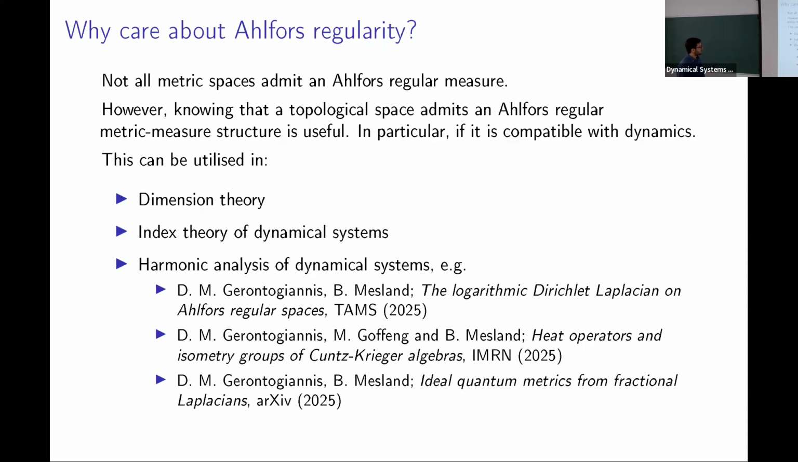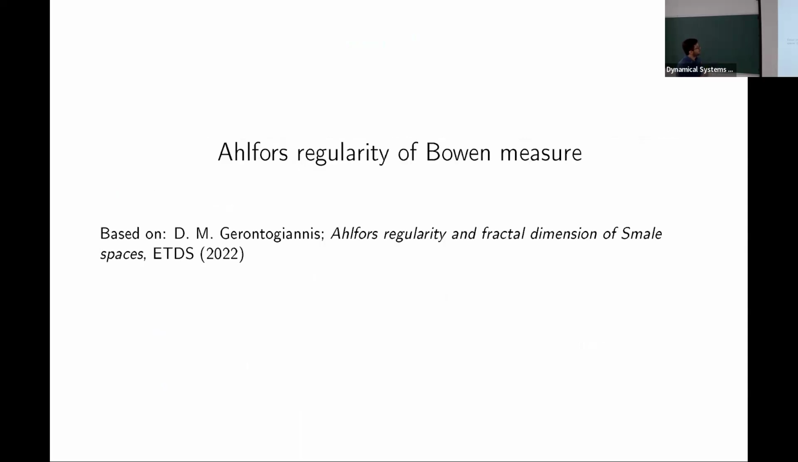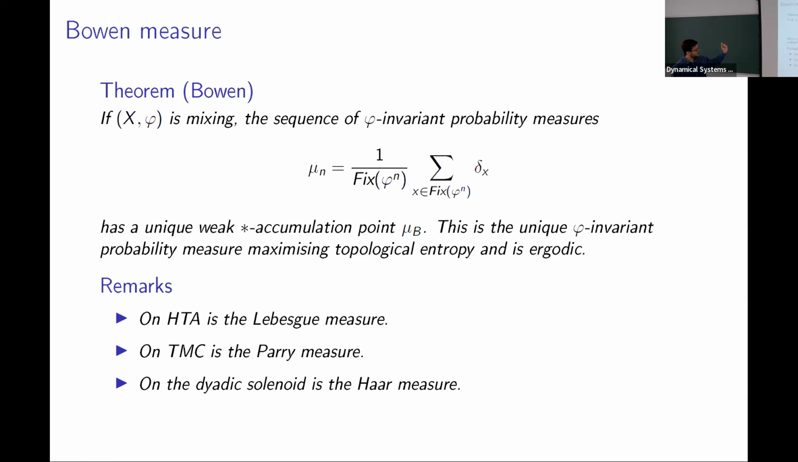All right. So Ahlfors regularity, the Bowen measure. Okay, so I'm going to move on to that. The Bowen measure basically describes the asymptotic distribution of periodic points in a Smale space.